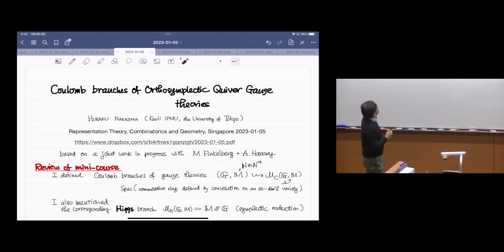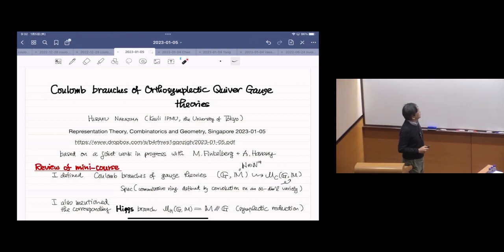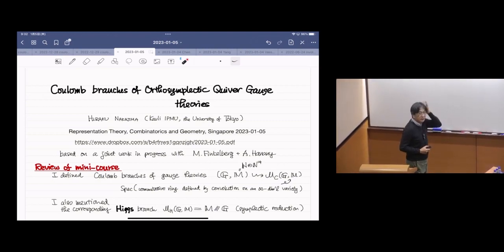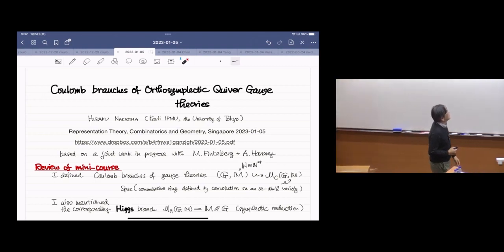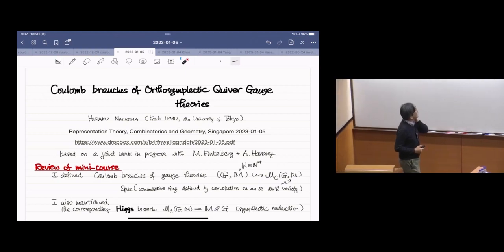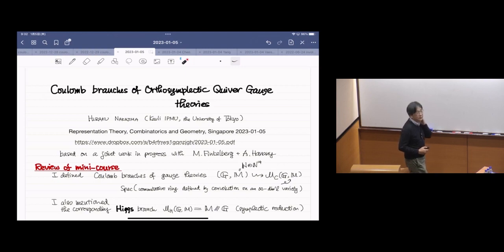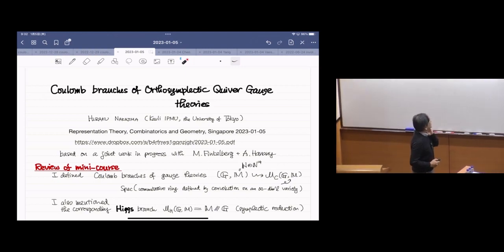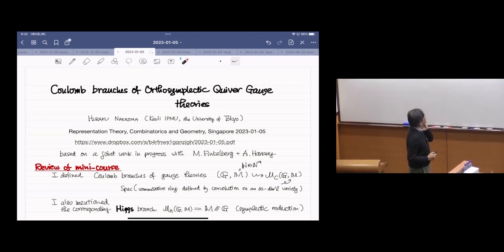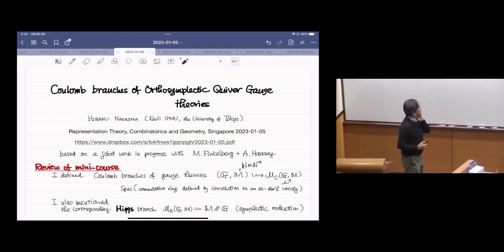So anyways, I defined the Coulomb branch for pairs of G and M. G is a complex reductive group. M is a symplectic representation of G. And last week, I assumed M is of this form, N plus N star. N is a complex usual representation, and N star is its dual representation. And N plus N star has a natural symplectic form. Then I defined the Coulomb branch, which is denoted by MC of G of M. And this was defined as a spectrum of a certain commutative ring. And so this is an affine algebraic variety.